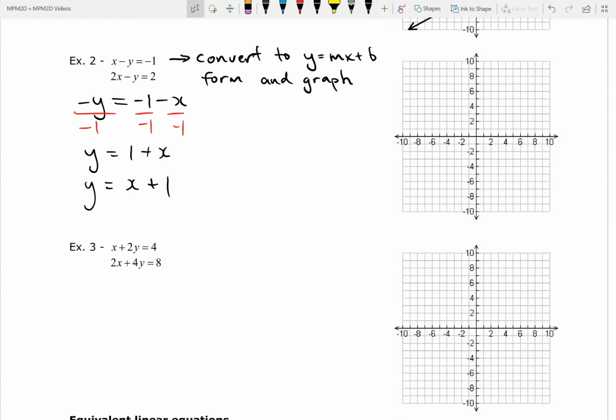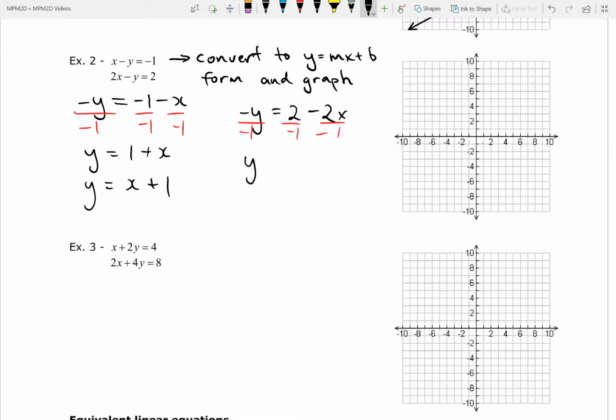The other equation, 2x minus y equals 2, I have to do something very similar as well. So I can subtract 2x from both sides. So on the left side, I'm left with minus y. On the right side, I'll have 2 and my minus 2x, because I subtracted 2x from both sides to keep the equation balanced. And then I need the positive y again, so divide everything by negative 1, each term, to keep the equation balanced. That's what we're doing.